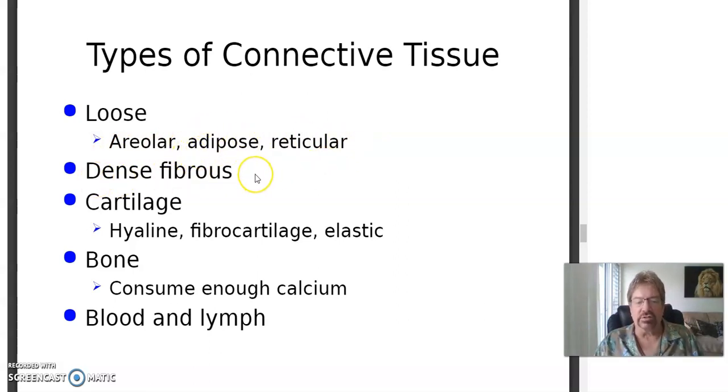Dense fibrous. So some of it is just loose, like if you pack up a package for shipping and you crumple up some paper and put it around it and it just loosely fills the space. And there's connective tissue like that in the body. That's loose connective tissue.